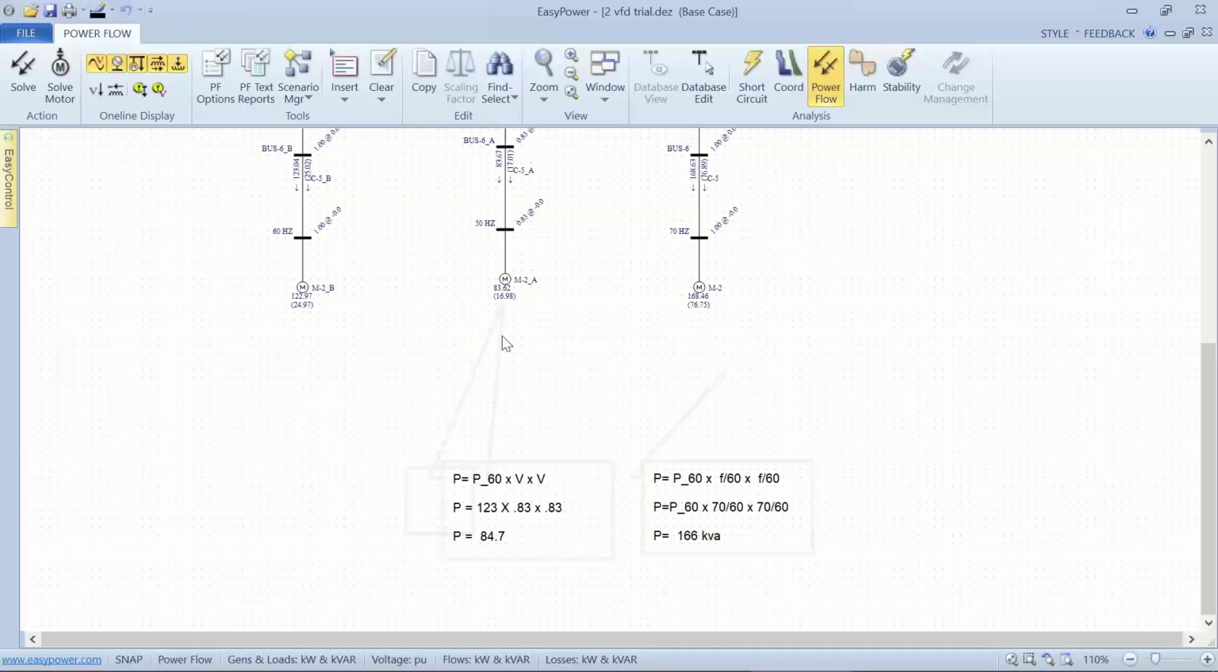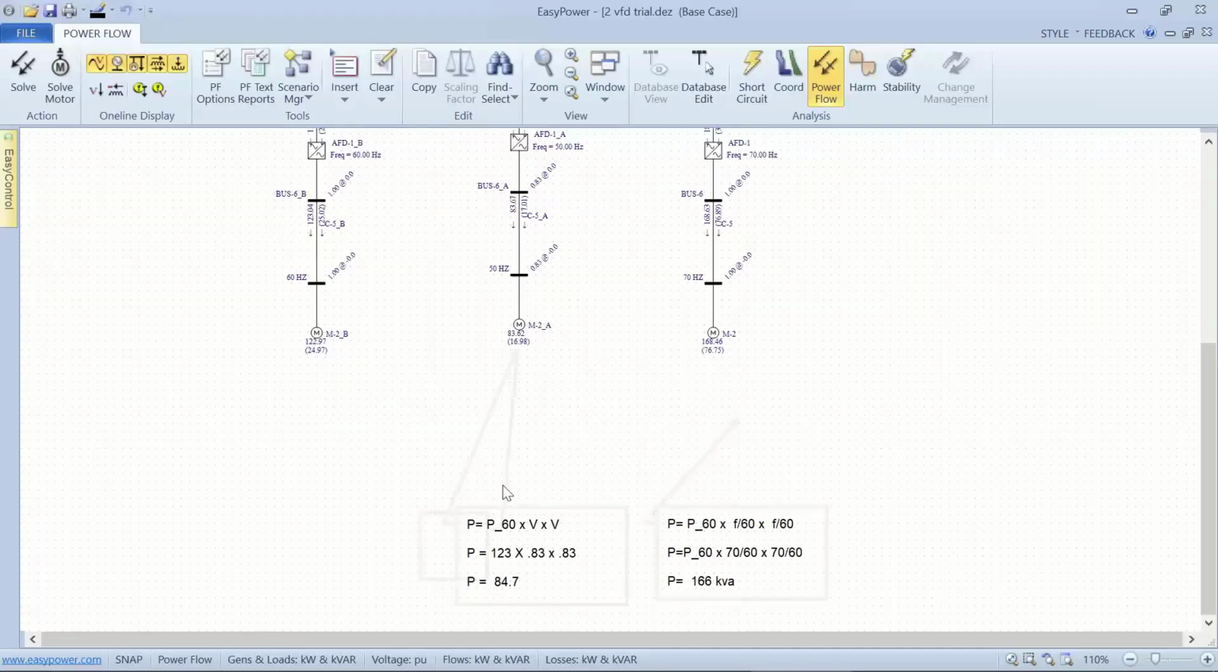So here on the 50 hertz load, we take the power at 60 hertz, which is 122 kilowatts, and we multiply times the per unit voltage squared. And so that's 0.83, and we get a result of 84, which is very close to what we're showing, and the difference is the fact that the power scaling on the motor has been modified as well.